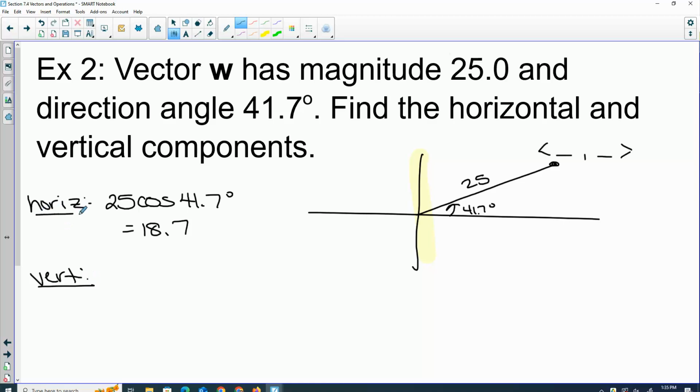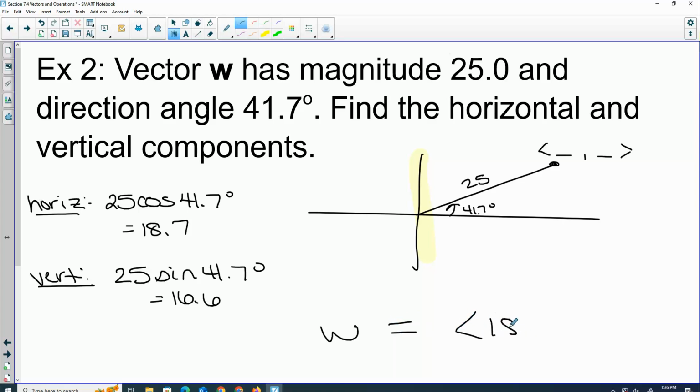Vertical, that's your height, so it's just your magnitude times the sine of your angle. 25 sine 41.7, and that is 16.6. So we found vector W: 18.7, 16.6.